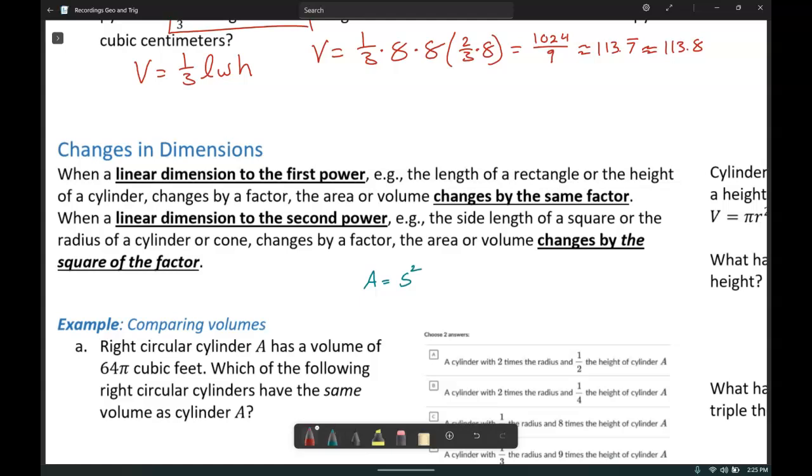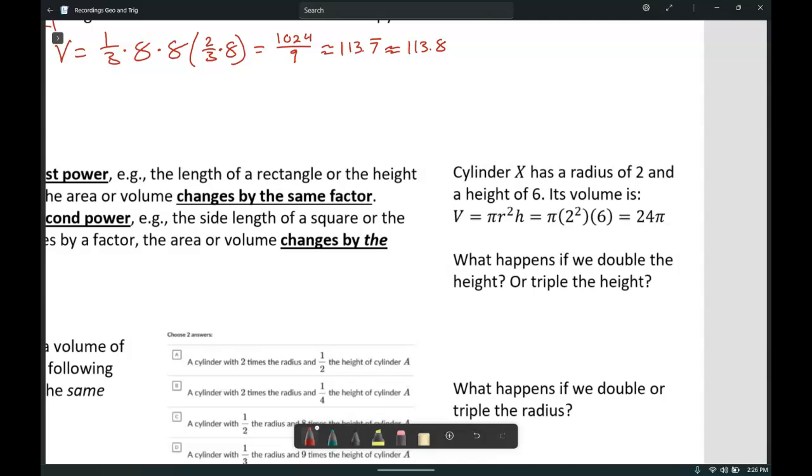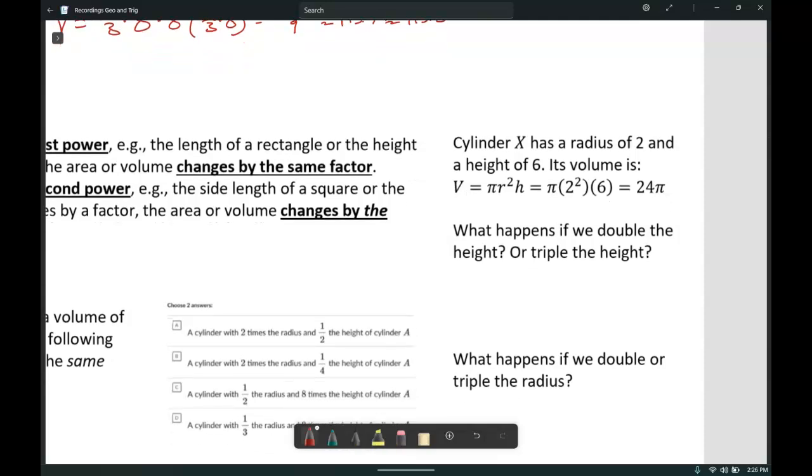Well, if I double the side length, what I'm actually doing is multiplying the whole area by 4 because it's 2 to the 2nd power. So it changes by the square of the factor. So let's look at an example here with the cylinder, which has a linear term as well as a squared term. If we have a cylinder with a radius of 2 and a height of 6, we have a volume of 24 pi.